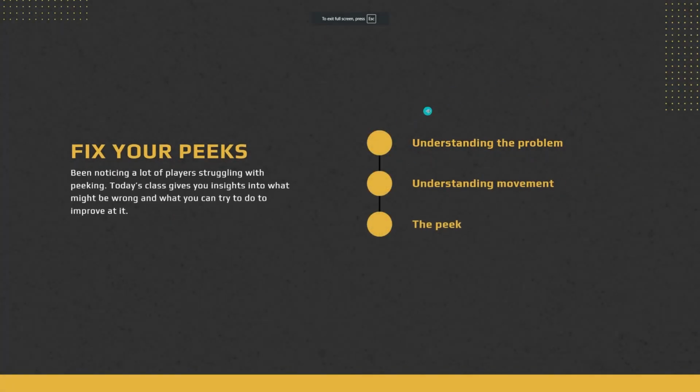So before we do that, of course, we have to understand the problem, where the problem stems from in lower elos, and why you think you might be doing this. You might be thinking you're doing the right thing, but you are definitely making some mistakes. So we're going to be understanding the movement aspect of things, and then showing you the peek. And after this, I'm going to jump into the game, showing everybody how it's supposed to be done and some of the problems that might occur for you to visualize.